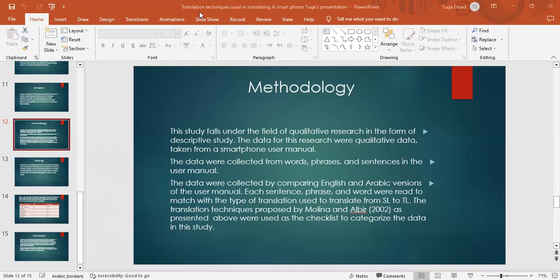This study falls under the field of qualitative research in the form of a descriptive study. The data for this research were qualitative data taken from a smartphone user manual. The data were collected from words, phrases, and sentences in the user manual, by comparing English and Arabic versions of the user manual. Each sentence, phrase, and word was read to match with the type of translation used to translate from source language to target language. The translation techniques proposed by Molina and Albir 2002 as presented above were used as the checklist to categorize the data in this study.